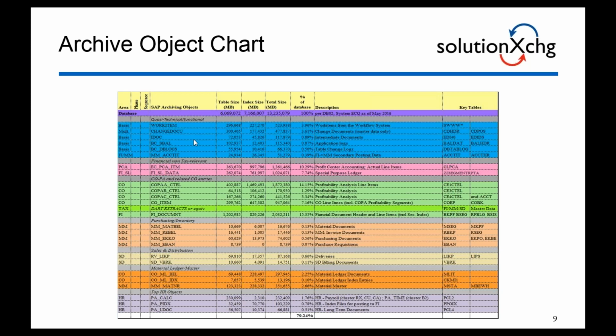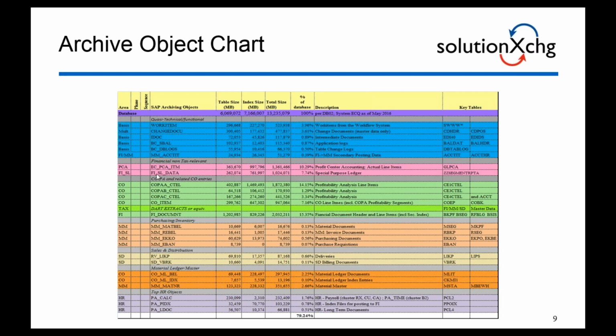So this strategy is essentially starting off with quasi-technical archive objects, things like work items, change documents, IDocs, table change logs, etc. Usually there's lots of data in those tables, and it's lower risk type archiving, so it's a good way to get your feet wet, and that's typically where we start any archiving project.